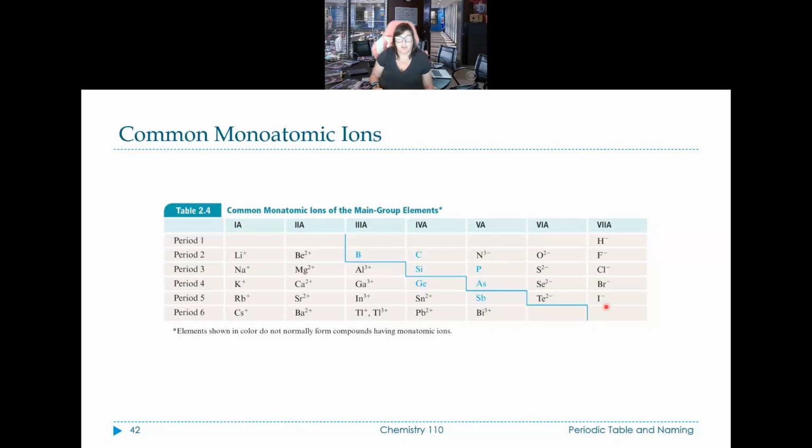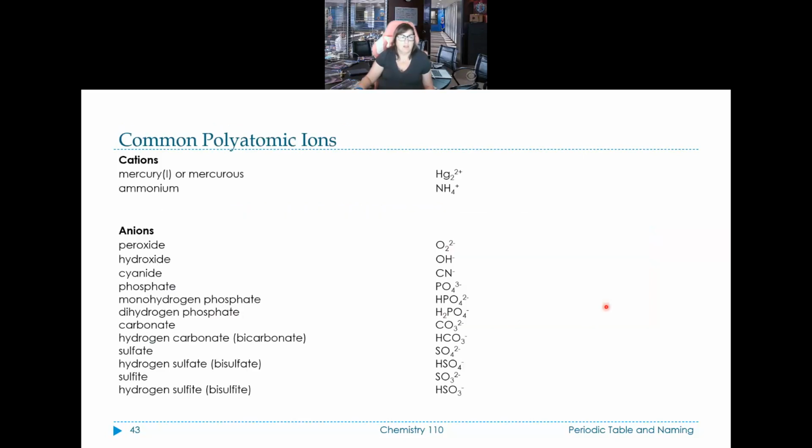Awesome. Monoatomic ions. If they're monoatomic, that implies there are polyatomic ions. We can see mercury(I) or mercurous, that's the common name. This is my systematic name. We'll get to that eventually. Hg2 2 plus, ammonium NH4 plus. We can talk about anions. Peroxide is O2 2 minus, hydroxide OH minus, cyanide CN minus, phosphate PO4 3 minus, and I'll let you look through the rest of this.